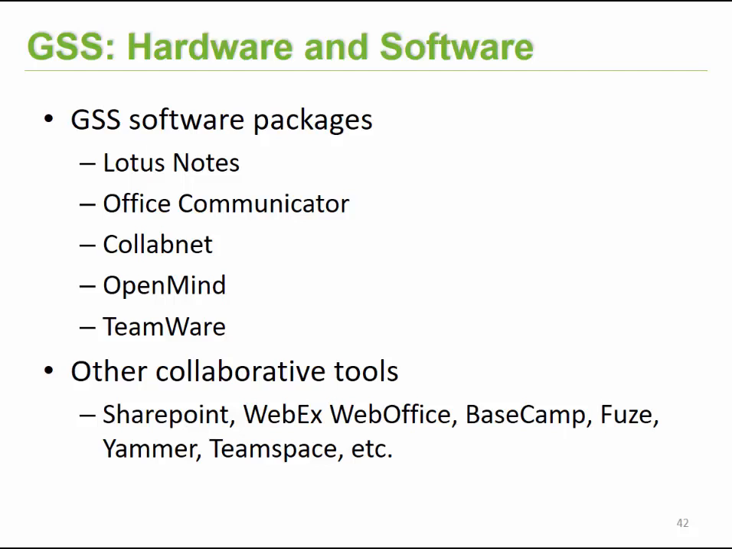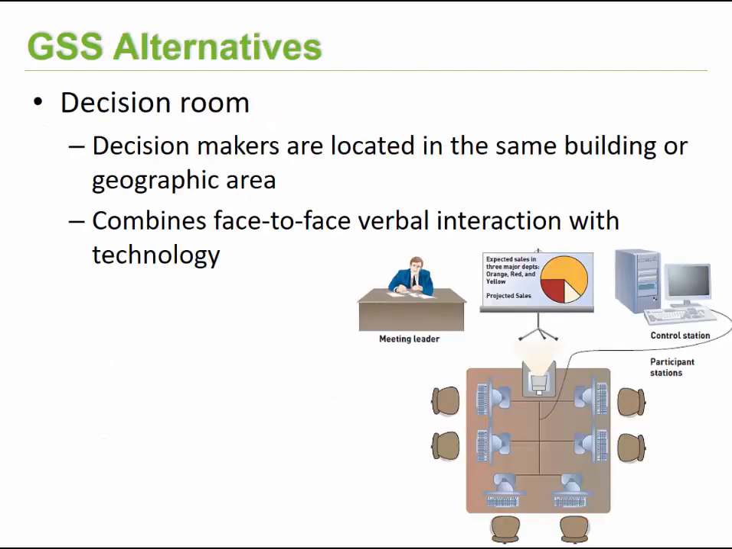Now, if we talk about GSS, we also need to think about various alternatives. This comes down to the location as well as the decision frequency. We get different types. There are about four types, of which the first one is known as decision rooms. Decision rooms are typically when we have our decision makers in the same building or geographic area, where there's face-to-face verbal interaction and they work with the technology.